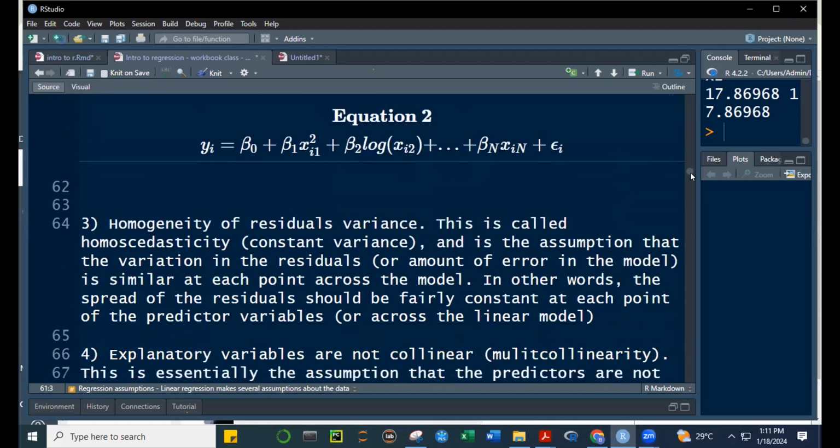Okay, what's the third assumption? The third assumption, class, was also discussed last time. It has something to do with the homogeneity of your residuals. The variance of your residuals should be homogeneous. It should be homoscedastic, commonly spread out, and it should not be heteroscedastic.